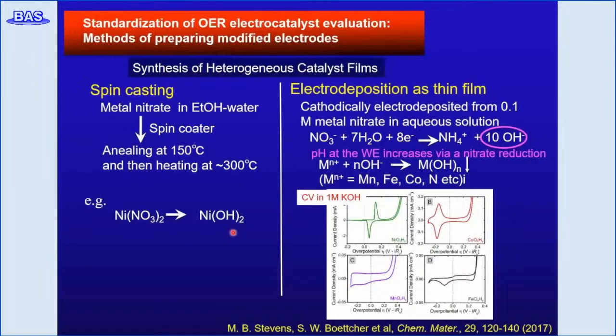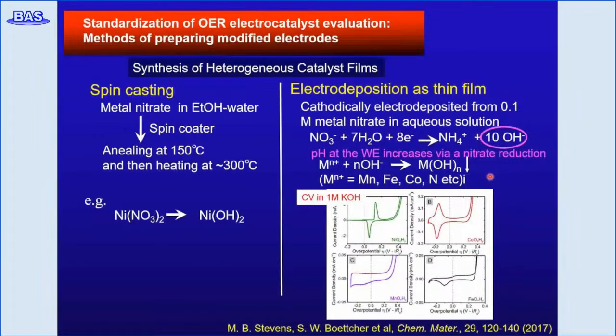surface. The other method is electrodeposition. In this method, nitrate ions are reduced in water to form ammonium ions and hydroxide ions, and the pH increases in the vicinity of the electrode, which deposits hydroxide crystals on the electrode.